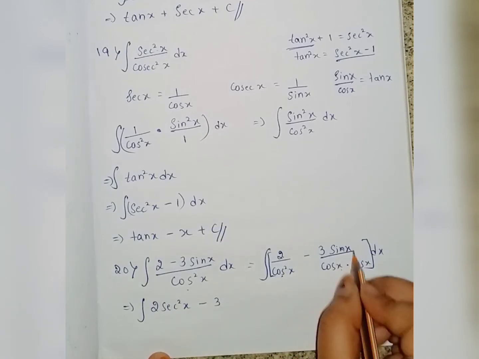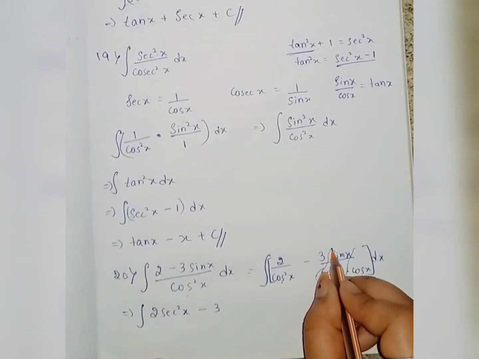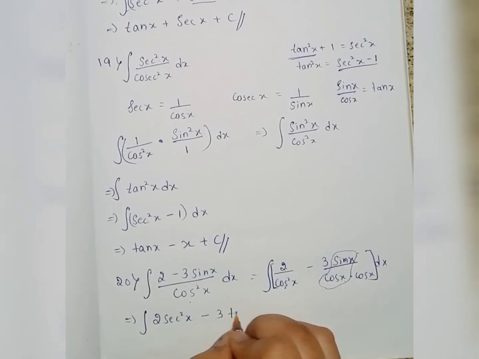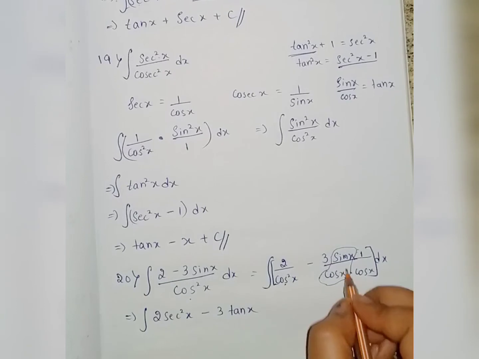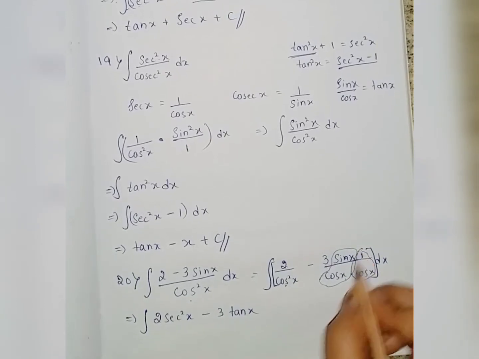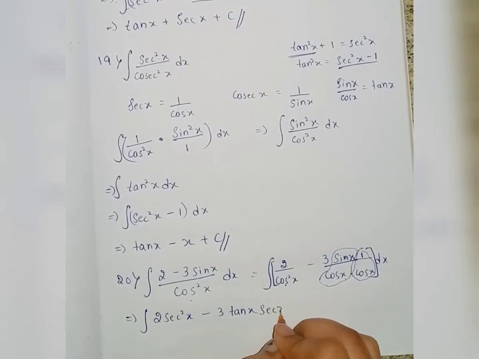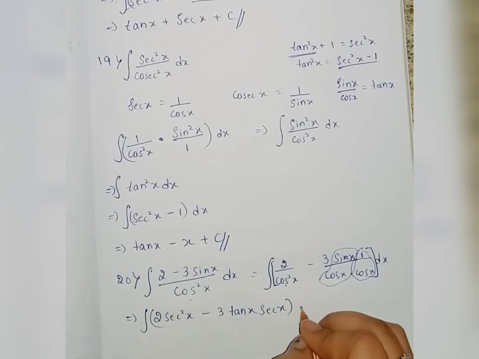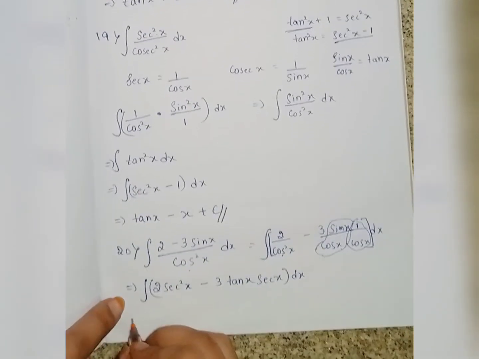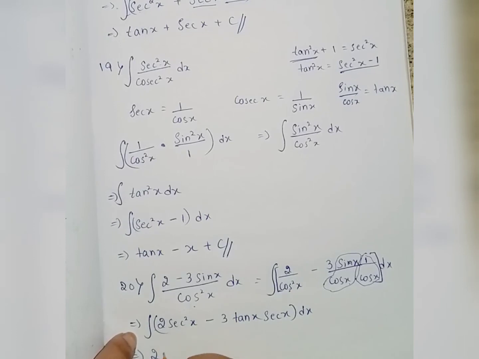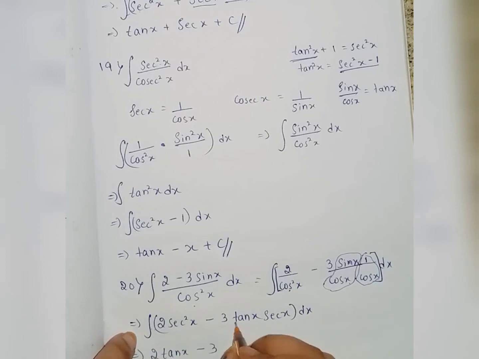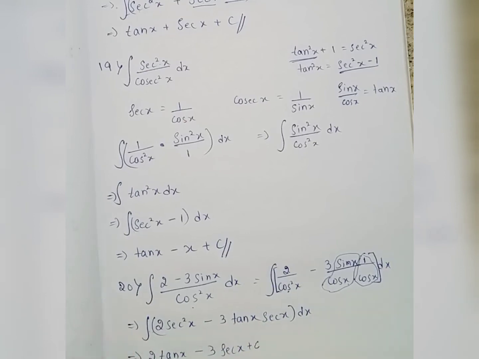We know sin by cos, this term sin by cos will become tan x, and here one more 1 by cos x will be left, which we can write as secant x. Now we can integrate this. If we integrate, 2 integration of secant square x is tan x, minus 3 integration of tan x secant x is secant x, plus c.